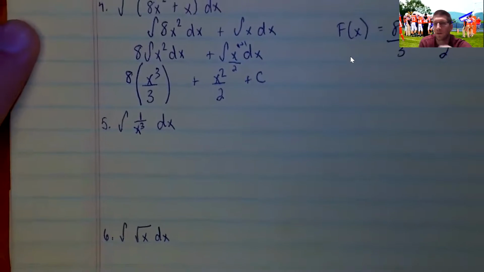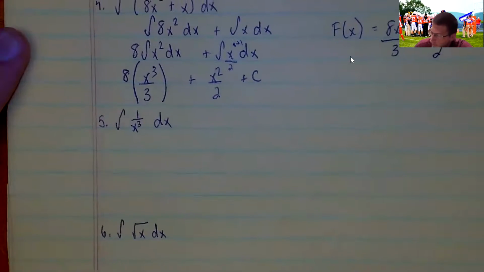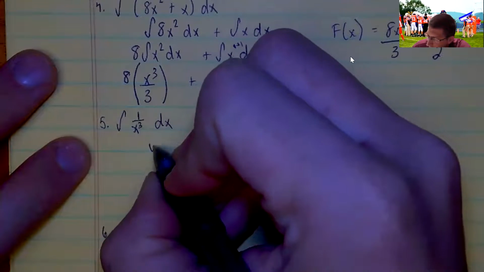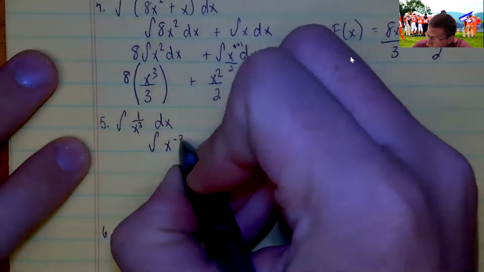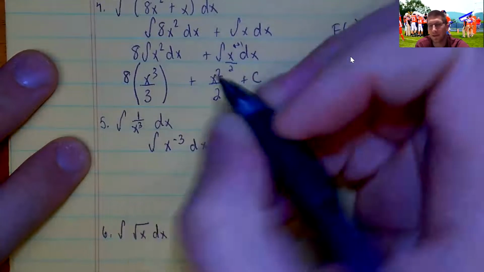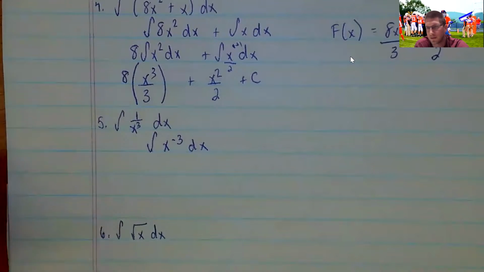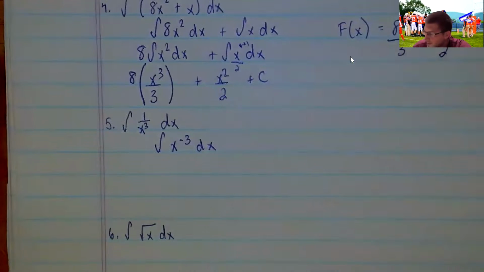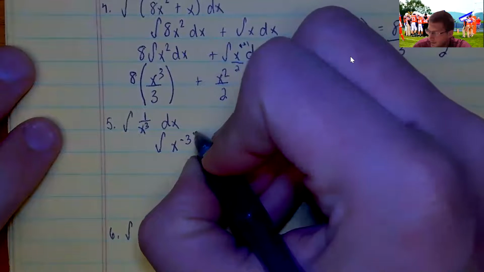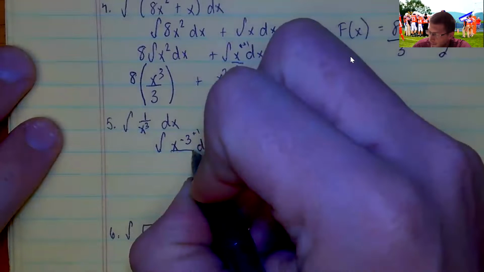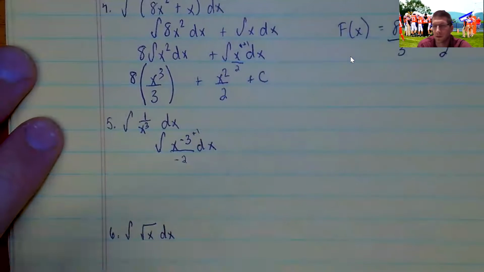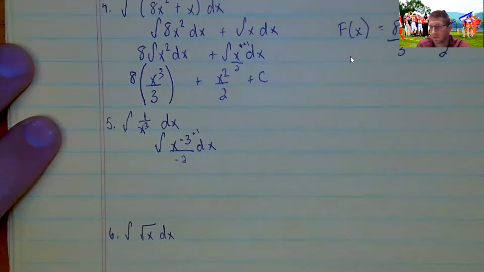We have 1 over x to the third. Well, that's much easier if I rewrite it as x to the negative third, just bringing the x to the third to the top, changing the exponent to negative. Right, so now I can use that same kind of power rule that I've been using. I'm going to add 1 and divide by that new exponent. Negative 3 plus 1 is negative 2.